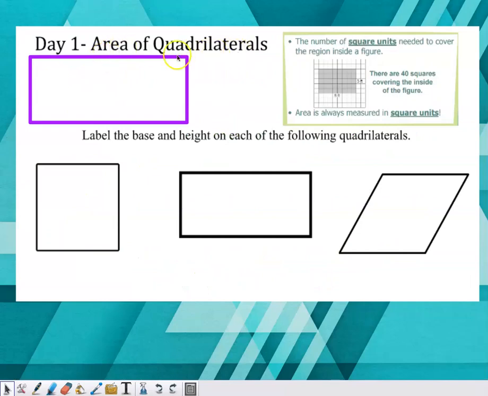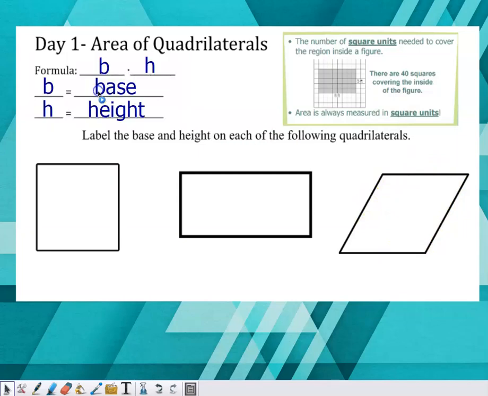Okay, so area of quadrilaterals. Remember, quadrilaterals have four sides. So that can be a square, a rectangle, or something that looks like this, which is called a parallelogram. And to find the area of a quadrilateral, it's base times height. This is multiplication. The base is the bottom of a shape, and the height is how tall something is.